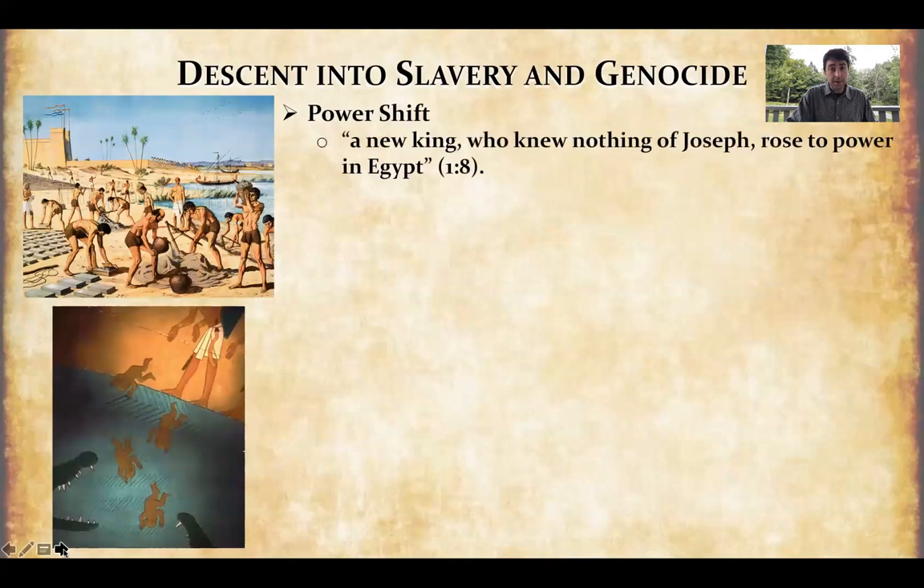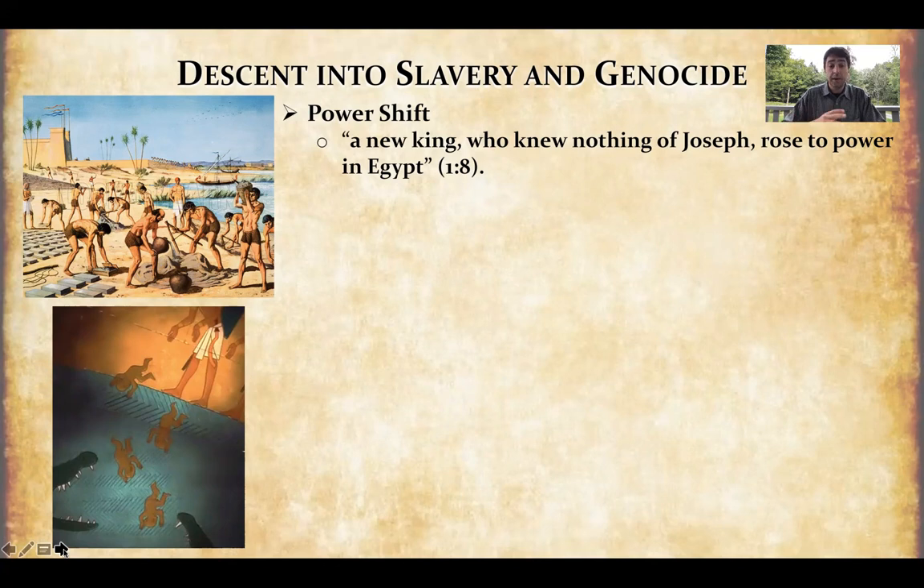But then, as we see in verse 8, chapter 1, a new king comes into power who knew nothing of Joseph and rose to power in Egypt. Now, the running theory, the most prominent theory now, is that there was a change in the whole people or tribe that was running Egypt. There was this group of Semitic nomads who for a brief period of time took over Egypt. They're called the Hyksos. And they came traditionally from the land of Canaan. And many people think it was under the Hyksos that Joseph came into power.